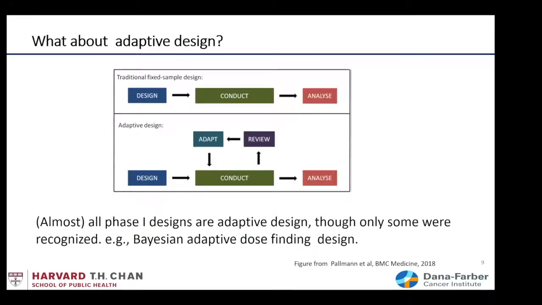So with that being said, if you recall phase 1 trials, we almost always need to review the DLT and toxicity data observed on patients treated on the trial. Then we make a decision on what to do next. In that setting, almost all phase 1 designs are adaptive designs, although some are recognized as such mainly because they have the name adaptive in their name. So for phase 1 designs, we're actually ahead of other phases because we always adapt.